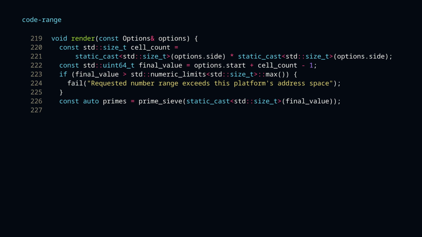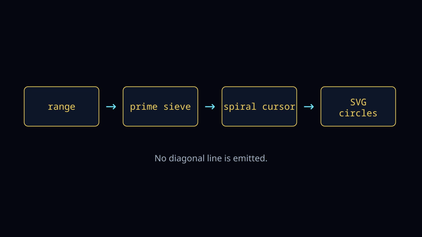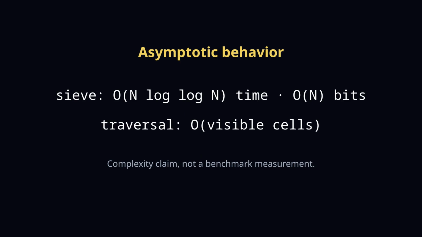Side length squared gives the number of cells. Add that count minus 1 to the center value to find the maximum integer. The program checks that this maximum fits the platform's address space, then builds one sieve covering the entire range. For maximum value n, this implementation uses order n bits through vector bool, and the sieve takes order n log log n time. The spiral walk is linear in the number of visible cells.